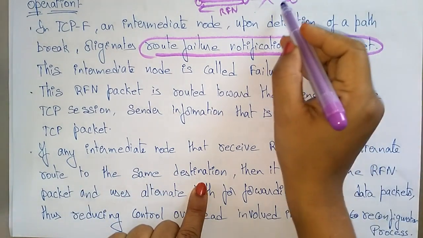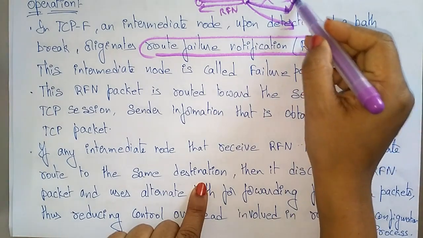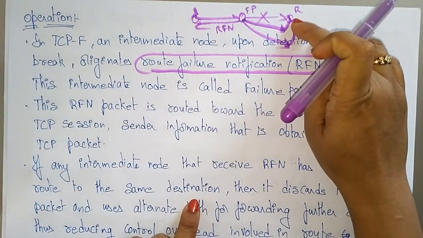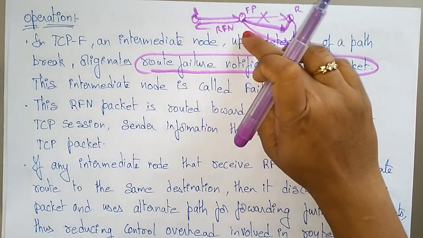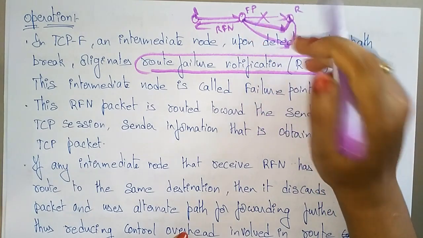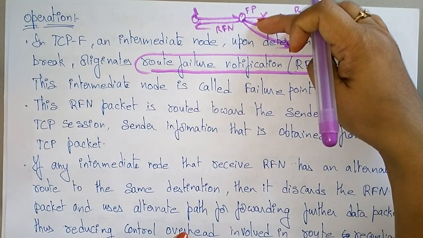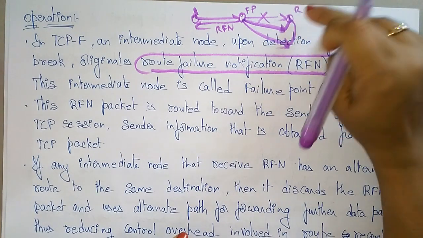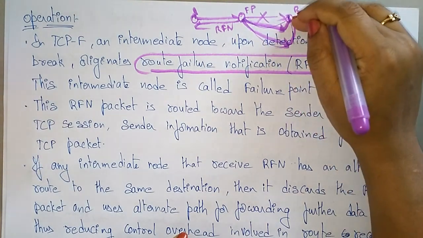Let us take this as one destination and another route. So different routes are there for the same destination. Let us think there are different routes for the same destination. If this intermediate node receives an RFN, root failure notification, and has an alternative route to the same destination, let us take this is one path and this is another path.